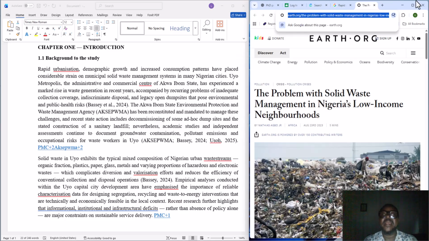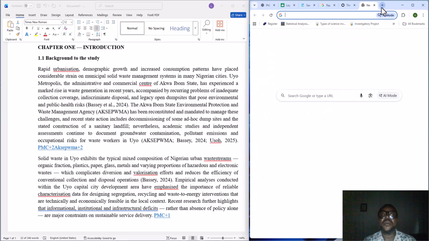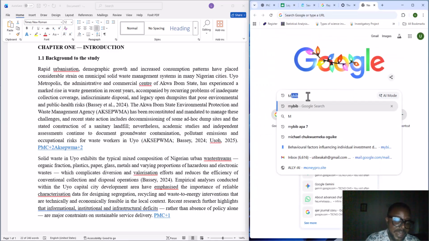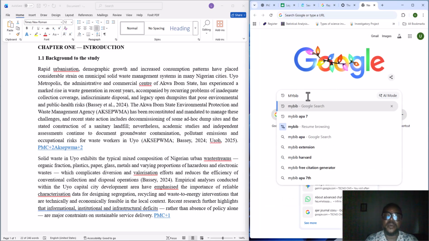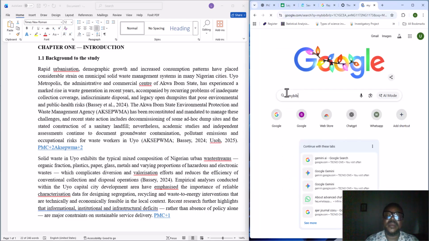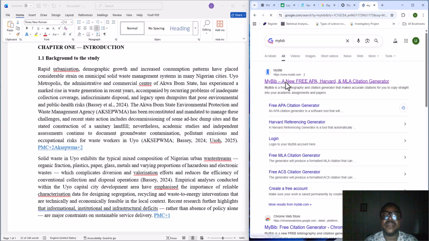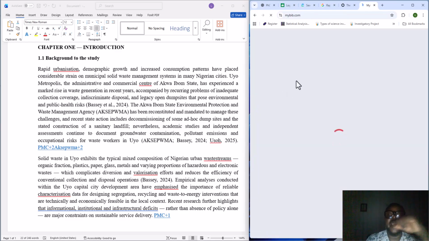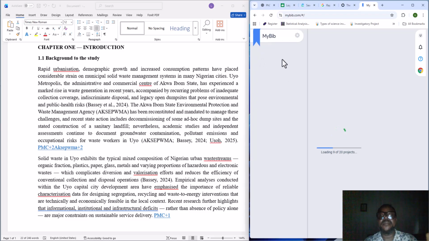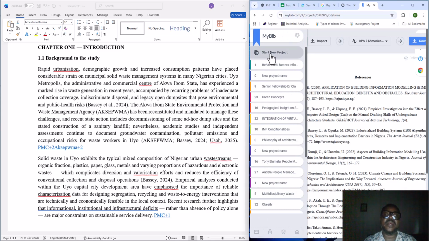So I copy that. As soon as you copy, you move to another app, which I call My Bib. I'm going to wrap up just now, but I believe that with these few tips, if you practice and have questions, you can always hook up to me. So My Bib opens here, and you create a new folder or a new name for the project you want to do. See, I already have 20 projects, and all of them have been loaded. Look at them. So I start a new project.